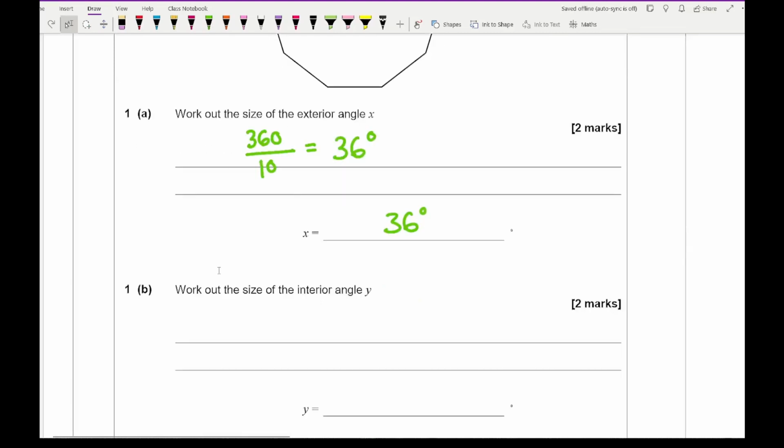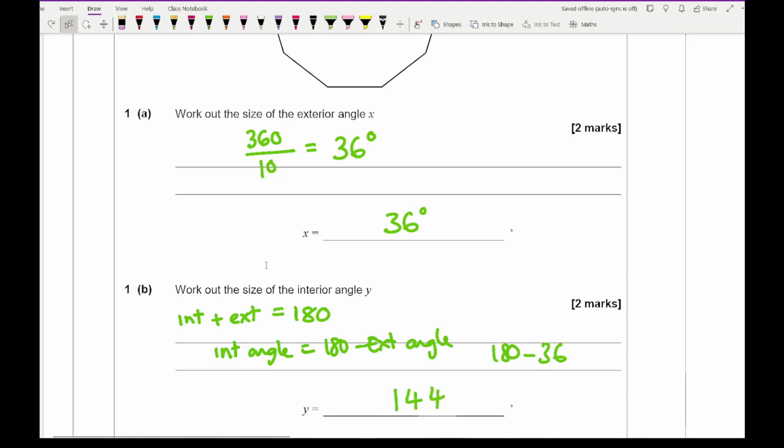Then to work out the interior angle, I know that the interior angle plus the exterior angle are on a straight line. So if I want to work out the interior angle, I've just got to do 180 minus the exterior angle, which is 180 minus 36, which gives me an answer of 144.